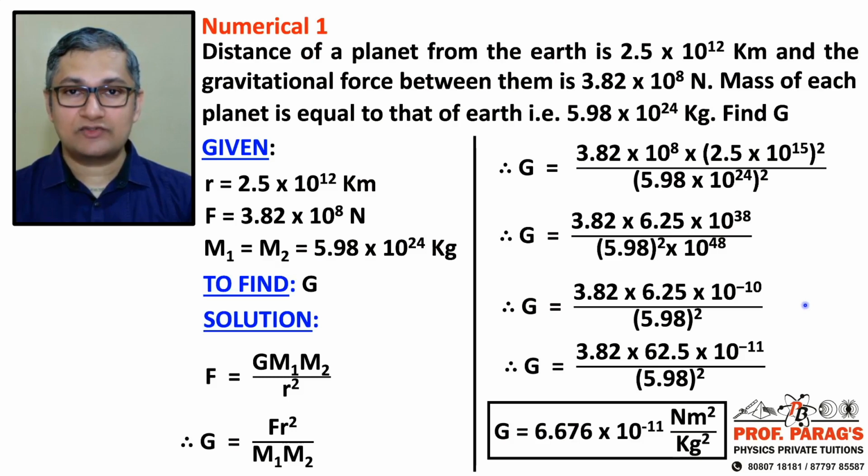6.676 into 10 raised to minus 11, and the unit again is Newton meter square per kg square. If you want to verify the units, check this formula: F is in Newton, R square is in meter square, mass into mass is nothing but kg square. Okay, so that is your first numerical. If you have not done the log calculation, please pause here and do it first.